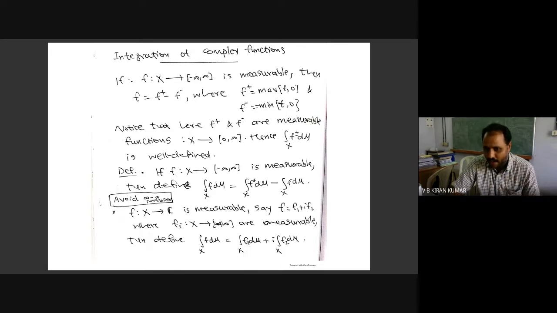Now you should keep in mind that it suffices to know what this means whenever f1 is a real valued function, or maybe an extended real valued function. In this situation we have defined it in this way. Every extended real valued function you can write as a difference of two non-negative functions, f plus and f minus, where f plus is the maximum of f and 0, and f minus is the minus of the minimum of f and 0. So both f plus and f minus are non-negative functions. If we know the definition for the integral of non-negative functions, then for an extended real valued function you can define it as the integral of f plus minus the integral of f minus.